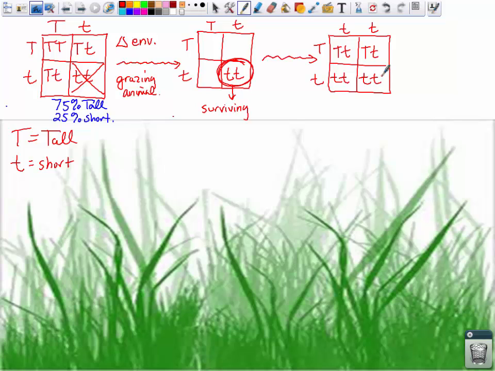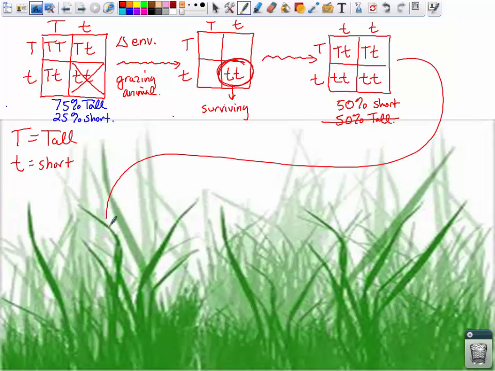Okay, so now if you take a look here, from adding a selective pressure to this environment and having short be an advantage, you now have 50% short and 50% tall. All right. And if we continue this process with the grazing animal, the tall ones are going to be the ones to die out. The short ones are going to be the ones left behind to reproduce. So let's go one last generation here. Okay, the talls are going to phase themselves out, and here you go. You are going to end up with 100% short grass.